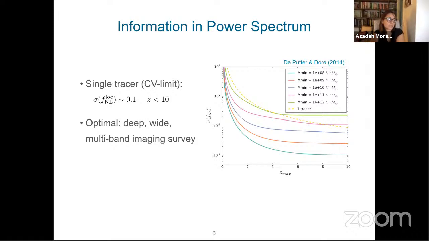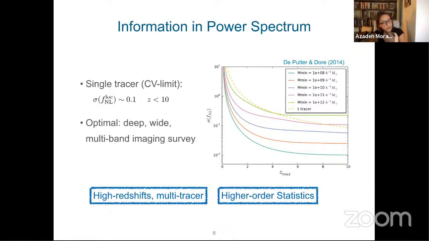Now, the other lines basically show the impact of having multiple tracers. In this forecast, multiple tracers were characterized in terms of the minimum halo mass that you are observing. So if you're talking about a minimum halo mass of 10 to the 8, which is this teal line, that gives the lowest sigma FNL value, if you were able to measure all the halos above 10 to the 8 and distinguish between them, so you could perform a multi-tracer analysis with all of these halos.